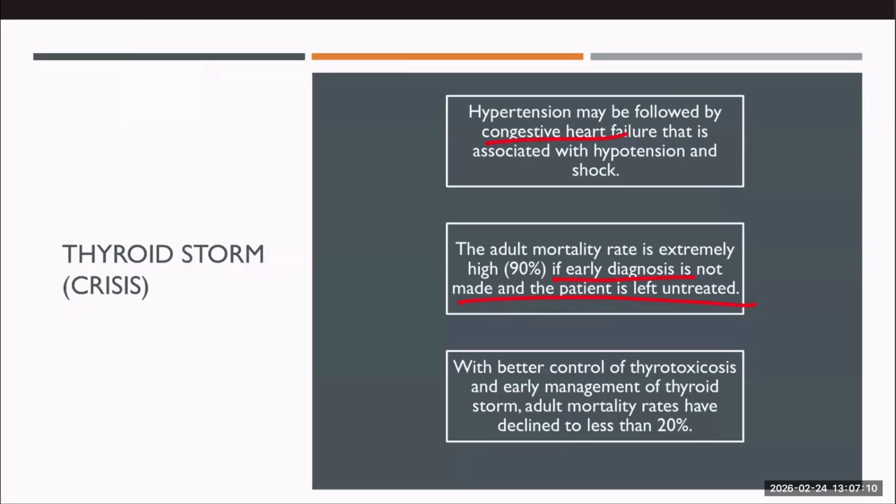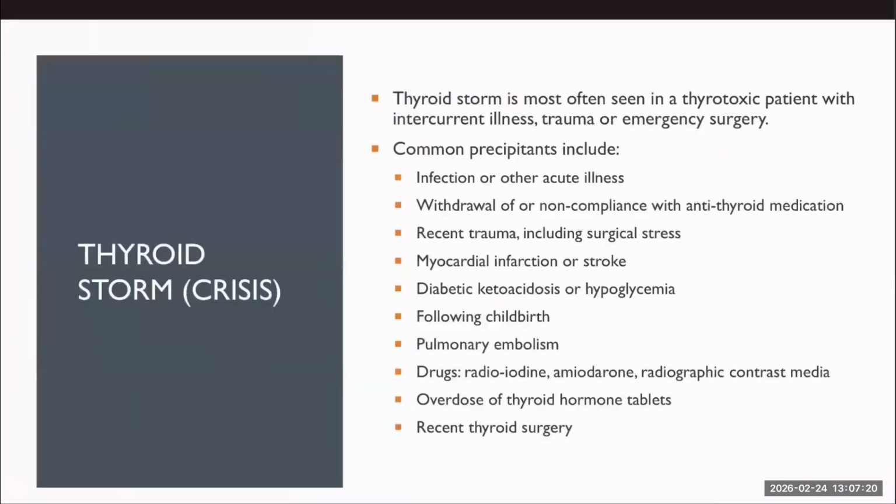Better control of thyroid toxicosis and early management of the disease will decline rates to 20% if you catch it early enough. Thyroid storm is most often seen in a thyroid toxic patient, so they already have hyperthyroidism. Normal patients who don't have any history of hyperthyroidism should not be going into a thyroid storm. It's usually the thyroid toxic patient.